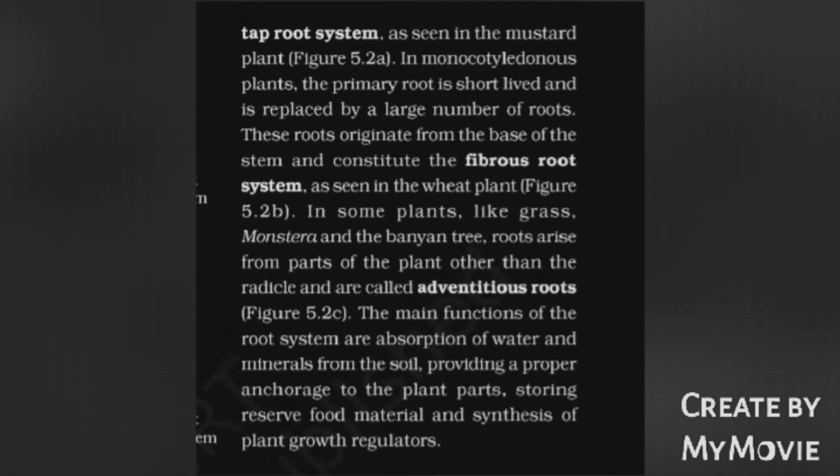In some plants like grass, monstera and banyan tree, the roots arise from parts of the plant other than the radicle and are called adventitious roots. The main functions of the root system are absorption of water and minerals from the soil, providing a proper anchorage to the plant parts, storing reserve food material, and synthesis of plant growth regulators.